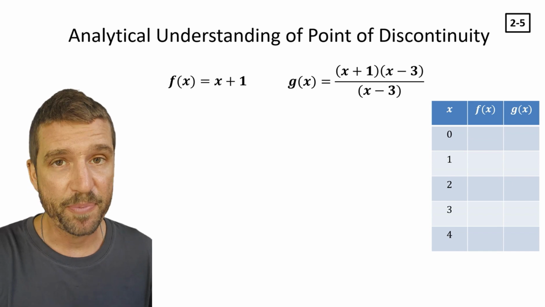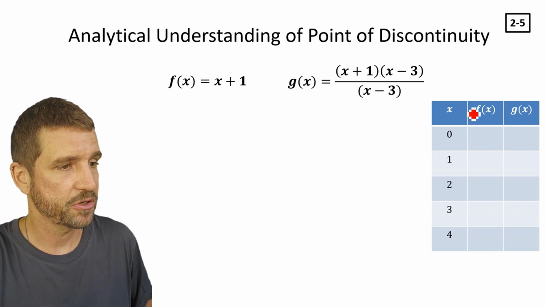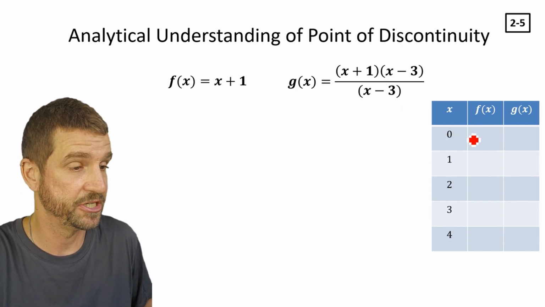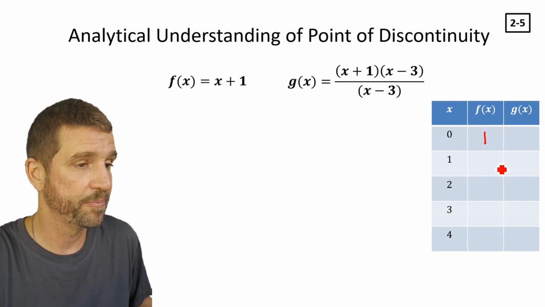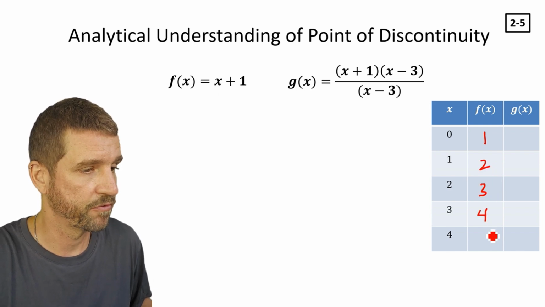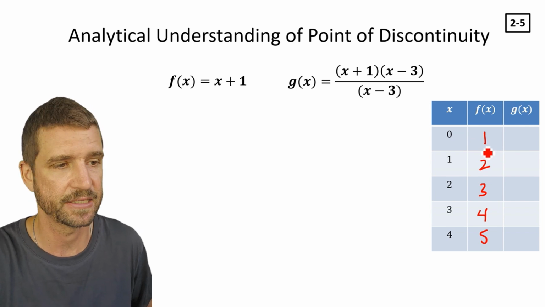All right, so I hope you've paused the video and you filled this out on your own, okay? So let's fill in the f of x's. Those are pretty easy, right? x plus 1, so that's 0 plus 1 is 1. 1 plus 1 is 2. 2 plus 1 is 3. 3 plus 1 is 4, 4 plus 1 is 5. So I hope you got 1, 2, 3, 4, 5 on these f of x's, all right?